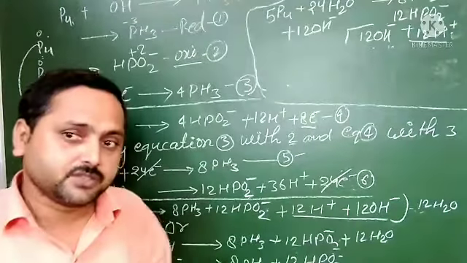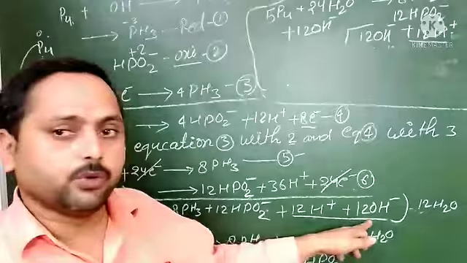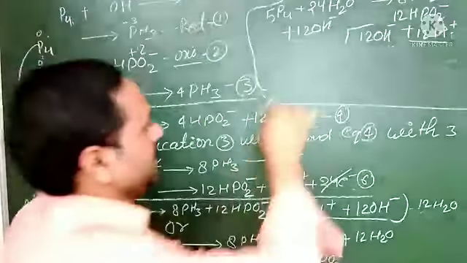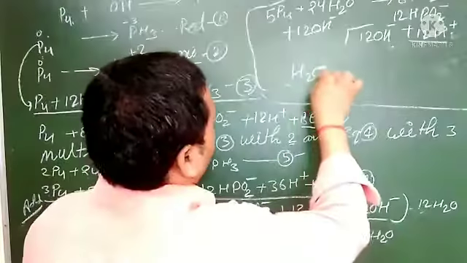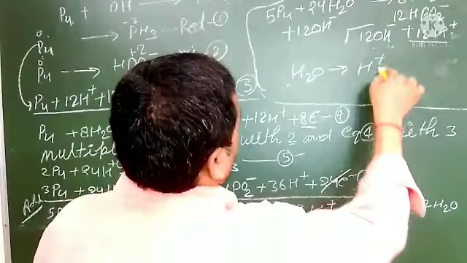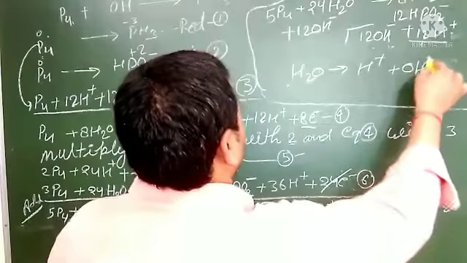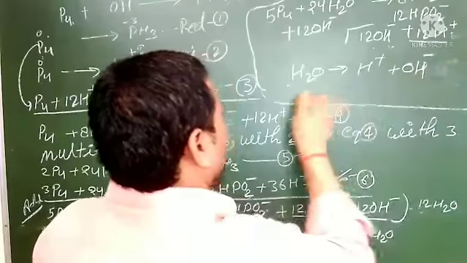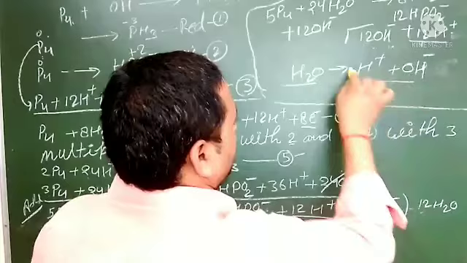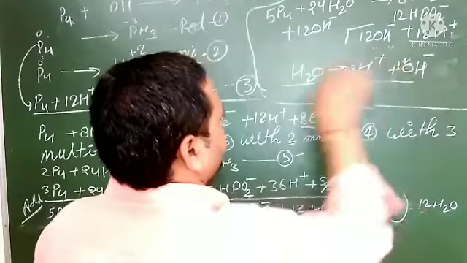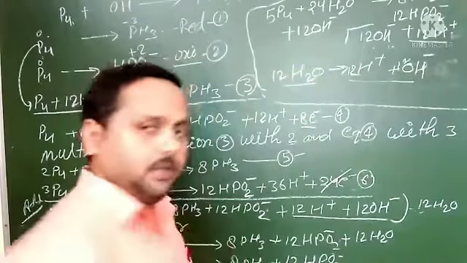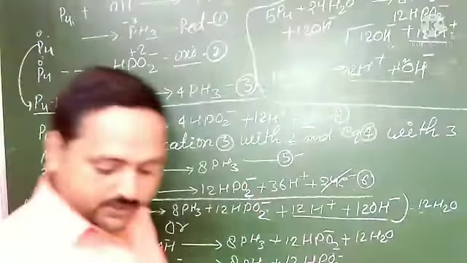Some students are still confused. Here we have 12H plus and 12OH minus. If H2O breaks like this, it gives H plus and OH minus. So if one H2O can be written like this, and this is 12 and that is also 12, we can make it 12 H2O. Yes. Now understood? Okay, so now it is clear.